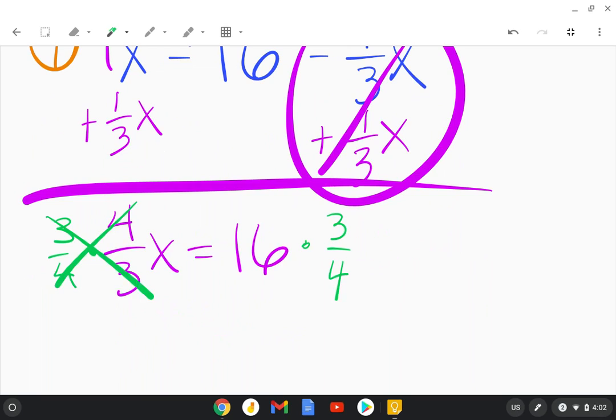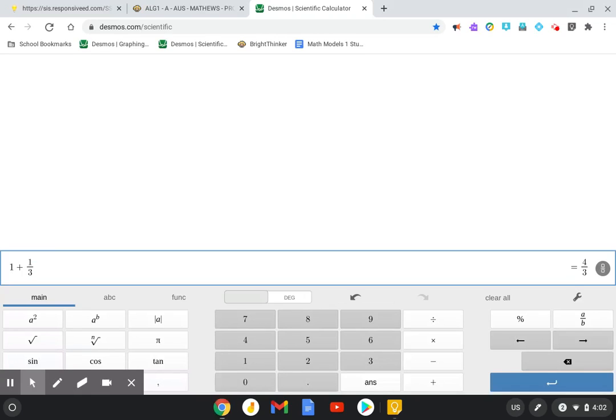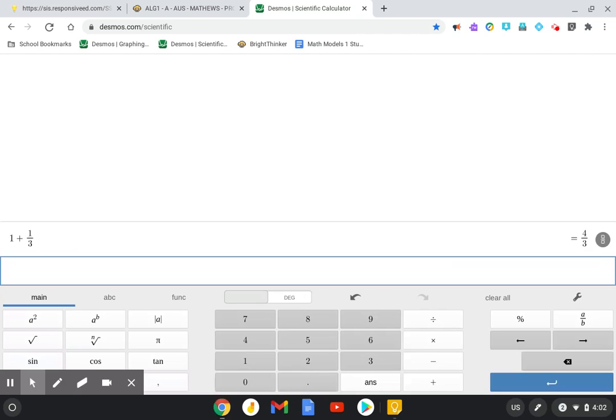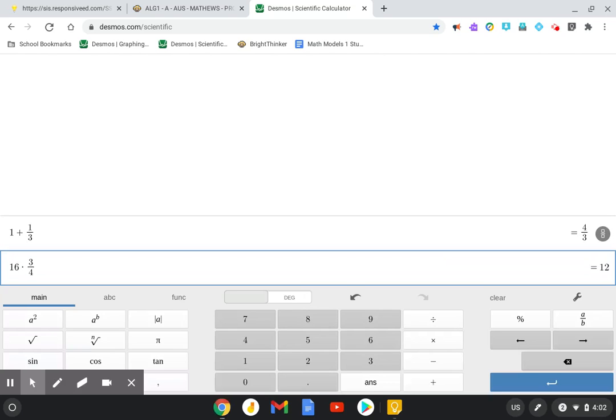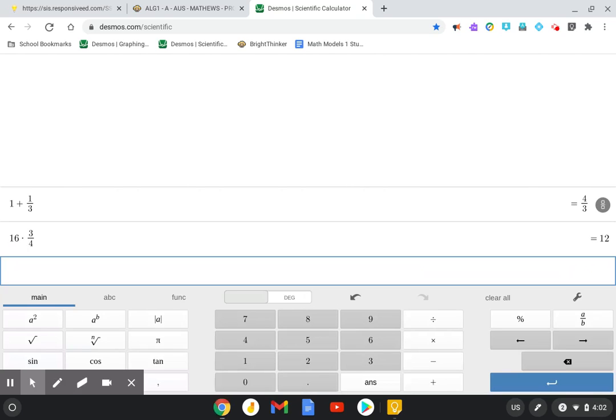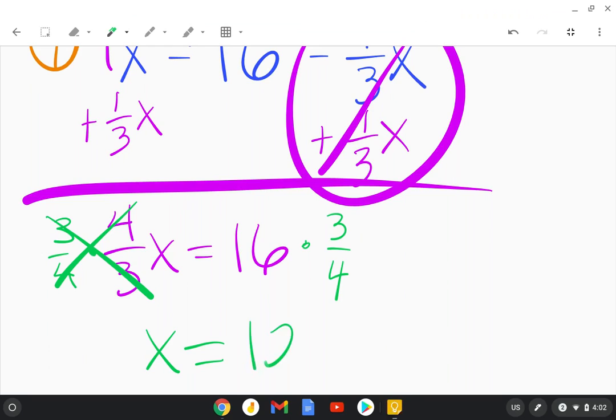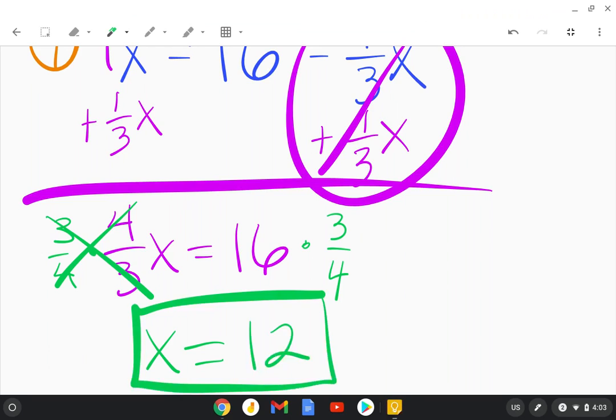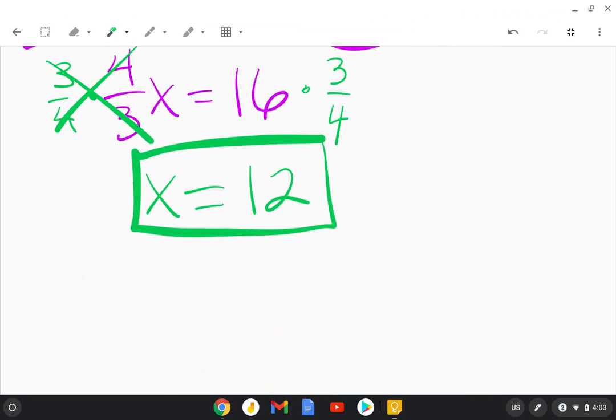Those are going to cancel, leaving me with x equals 16 times 3/4. Let's do our fraction. Let's do our calculator. 16 times 3/4, and we get 12. So that works out nice and even. X equals 12.